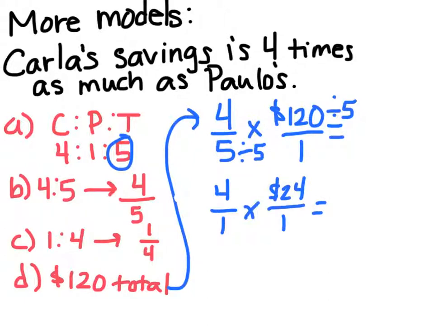We can just ignore the over 1s from now on. So 4 times 24 equals $96, meaning that Carla's savings was $96. You can use either one of those 2 techniques to solve for the type of problem that we just completed. All right, let's move on to the last practice problem for Chapter 7.6.